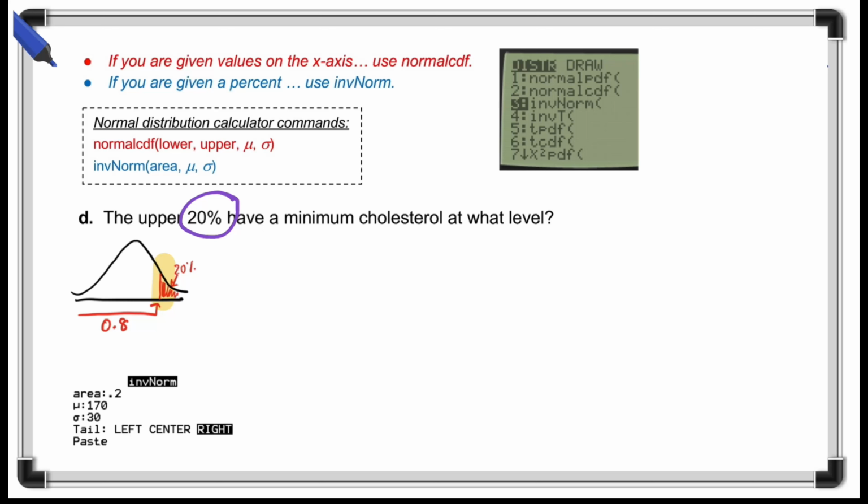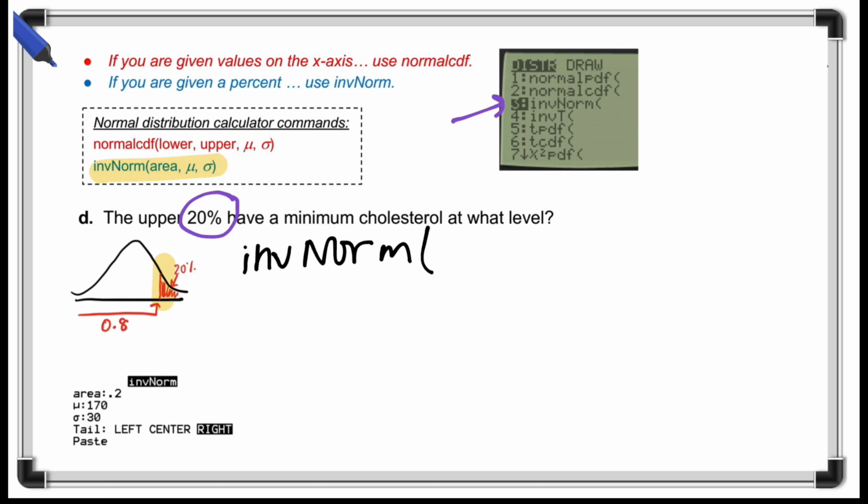Now, there are two ways that you can do this question. If you do not have a CE calculator, when you type in number 3, inverse norm, you actually can't choose if you're looking at the left, center, or the right tail. So what you would do is take the inverse norm, and what you're going to realize is that you're actually going to use the area. So we're going to use the area here, and then of course we're putting our mean and our standard deviation.